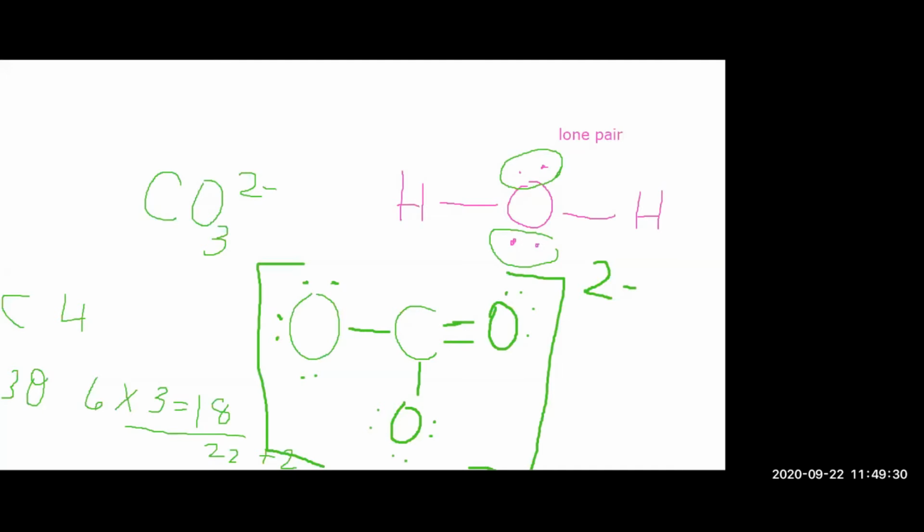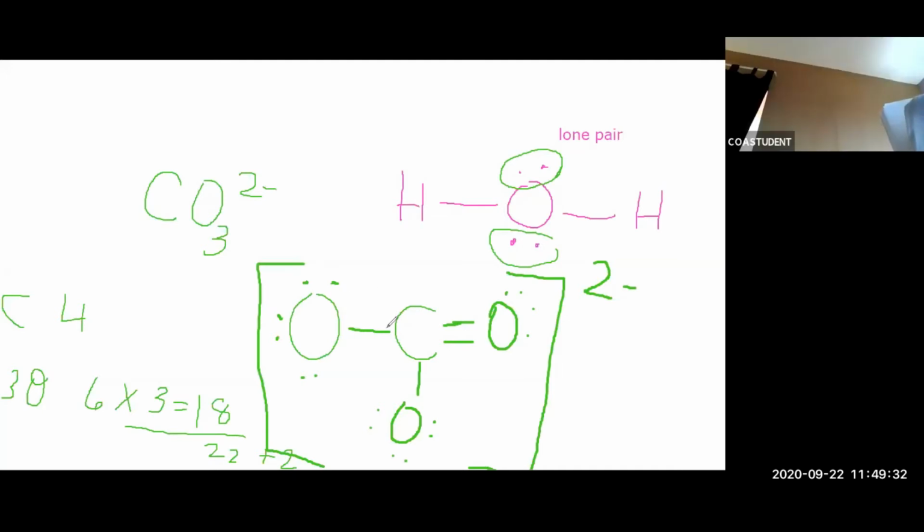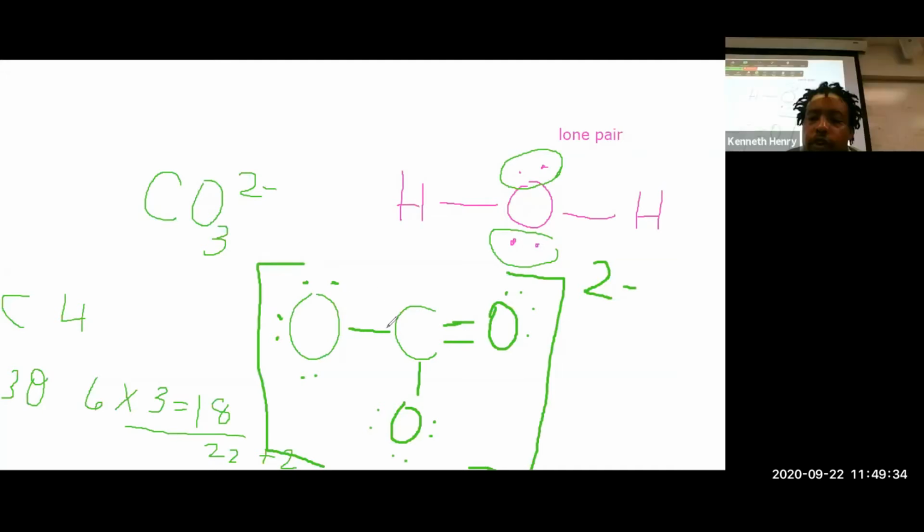Because you need that for everybody around each one. So everybody wants to have their octet. Everybody wants to be happy. Everybody wants to have their octet, right? So carbon wants to make sure it has 8 around it. Oxygen wants to make sure that it has 8 around it. Okay? So the only way that we can accomplish that is by them sharing 4 electrons instead of just 1 set.